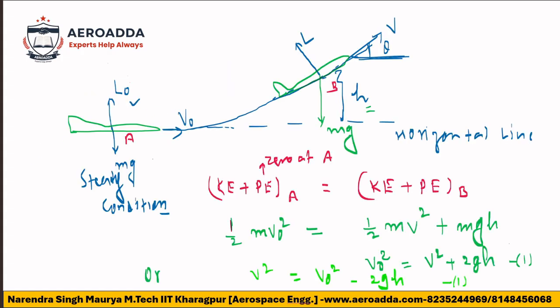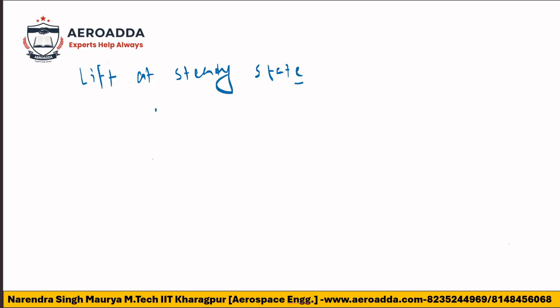We will calculate the lift at steady state. What will be the lift at steady state? It means the initial condition. So what is the lift I have shown you? It's nothing but L naught. L naught is nothing but 1 by 2 rho, what is the velocity, V naught square, S into CL. That will be the lift.